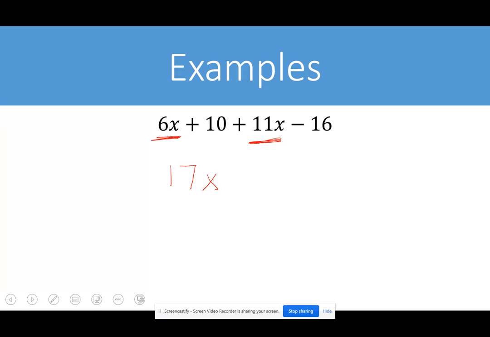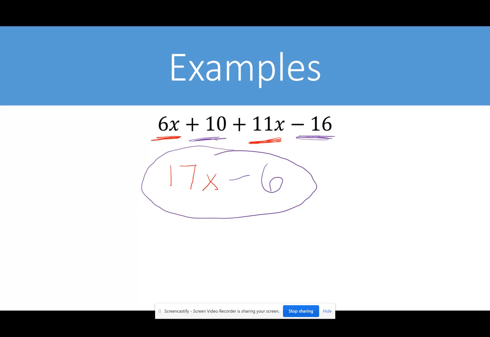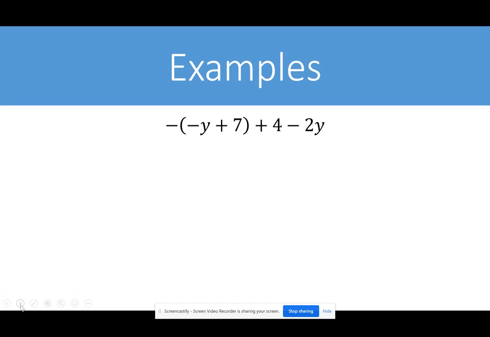Then, sorry, I was changing the color. We have positive 10 minus 16. They don't have any variables at all, so they are like terms, so we can combine them. 10 minus 16 is minus 6. So our answer is just 17x minus 6. We can't combine those any further because one term has an x and one does not.